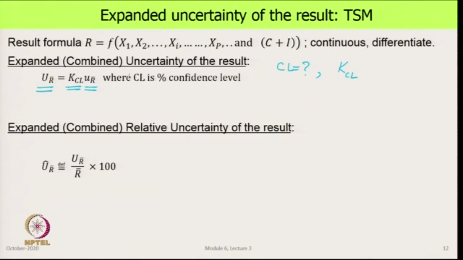We can then convert the expanded uncertainty into an expanded relative uncertainty, where in the numerator we have the expanded uncertainty divided by the mean or the nominal value of the result multiplied by 100, and this tells you the uncertainty in the result in percentage, which we will refer to everywhere as just uncertainty in the result.